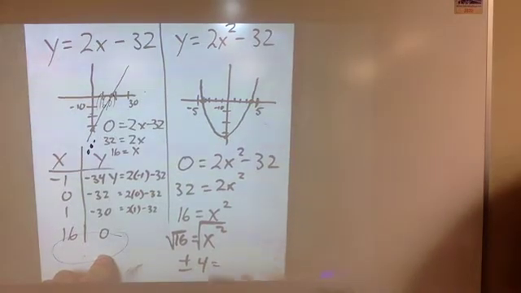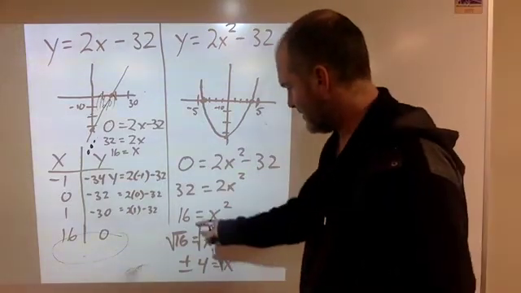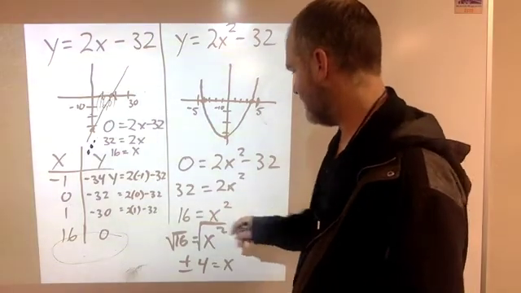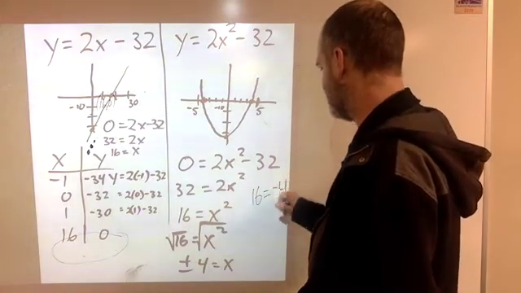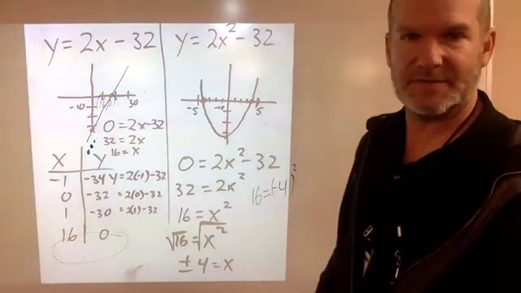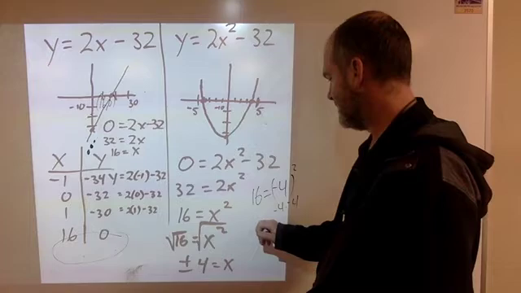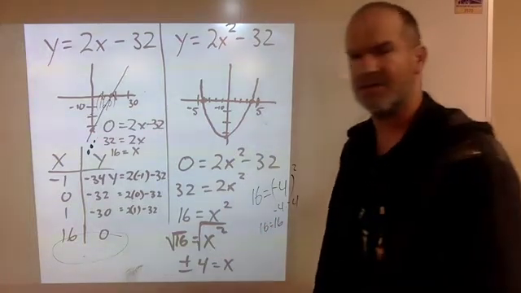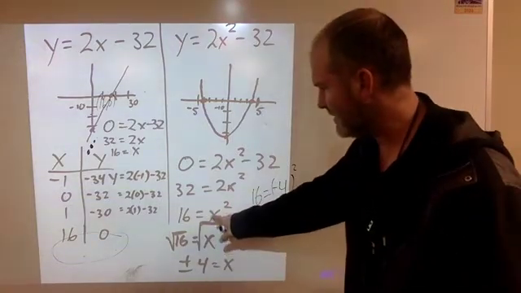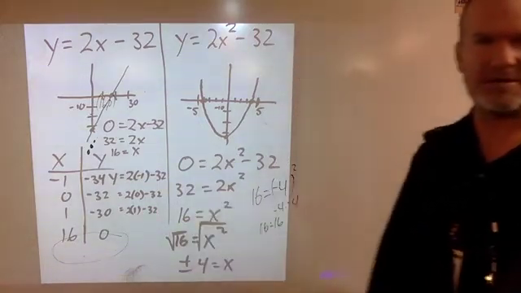Why is it plus or minus? Why does the negative work as well? Well, imagine plugging in a negative 4 for x right here. If you had 16 is equal to negative 4 squared, would that be true? Yeah, because a negative times a negative is a positive. So negative 4 squared is actually negative 4 times negative 4, which is positive 16. So it works. The negative and the positive both work. If you plug in a negative 4 for x, you get 16. If you plug in a positive 4 for x, you get 16.